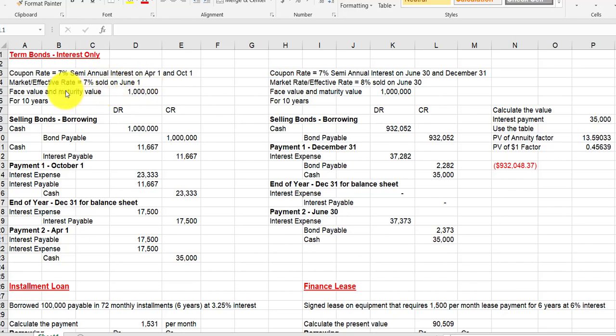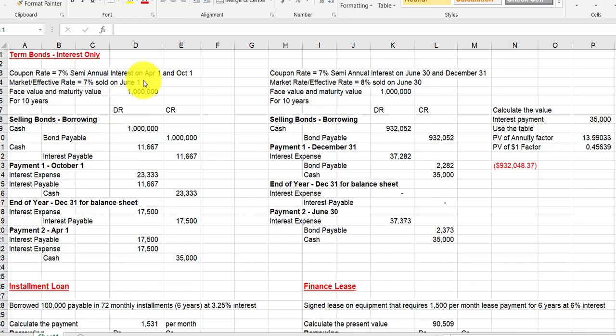Okay? So the face value and maturity value is the same at $1 million, and this is going to go on for 10 years before we pay it off. Every 6 months for the next 10 years. So when we sell these bonds, we're going to sell them for their face or maturity value because the market effective rate is the same as the coupon rate. If we can get that to match, then we make the journal entry simply for the face or maturity value. We borrow exactly $1 million and credit the bond payable, debit cash.